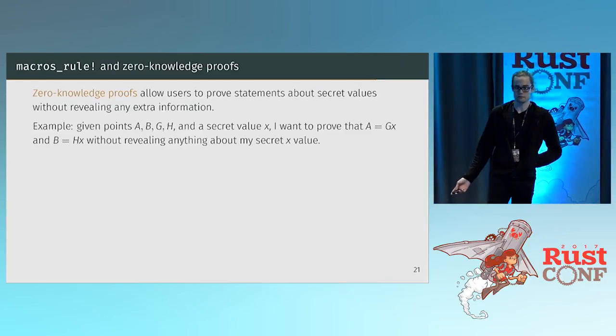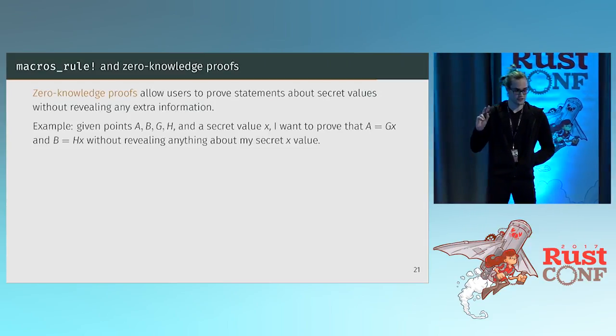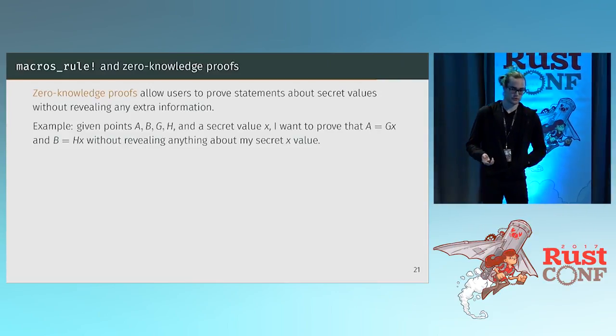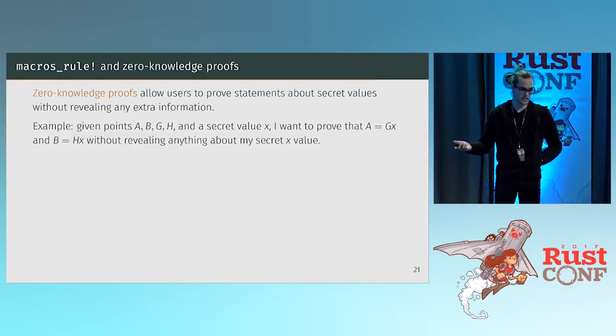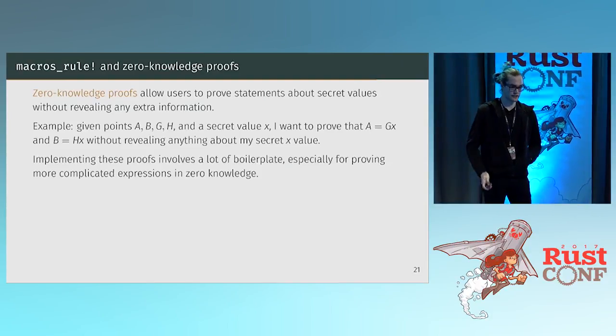One example that people seem to want to do is called discrete log equality, where you have say 4 points and you want to prove that A equals G times X and B equals H times X simultaneously without revealing your secret value.